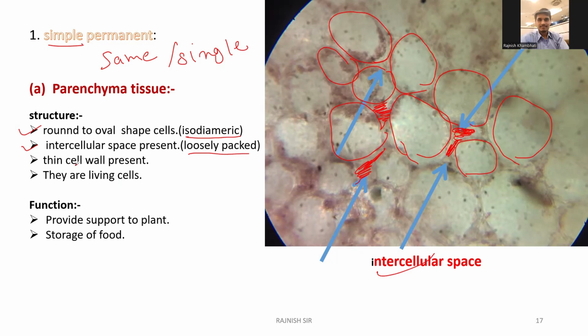These cells have a thin cell wall. And these cells are living cells. Remember this, permanent tissues are called living tissue. They have living cells. And their function is to support the plant and store food. These are their two main functions. Okay, let's move ahead.